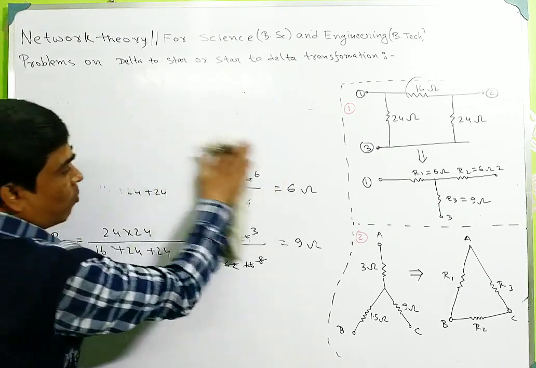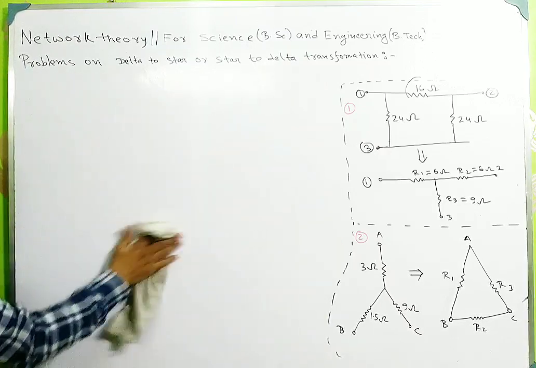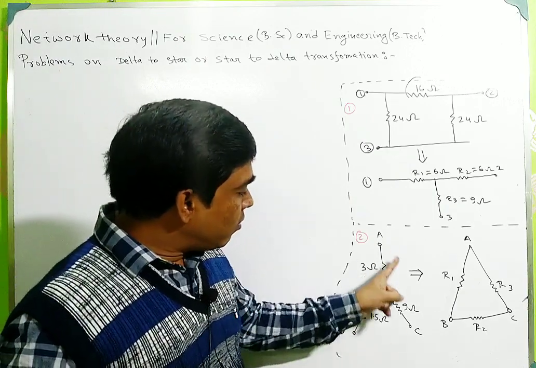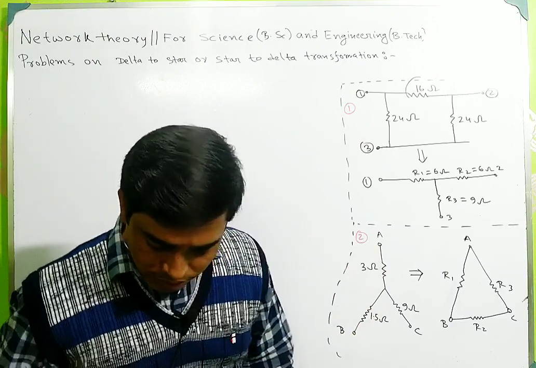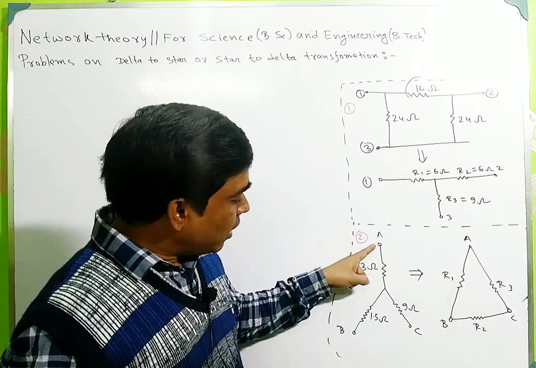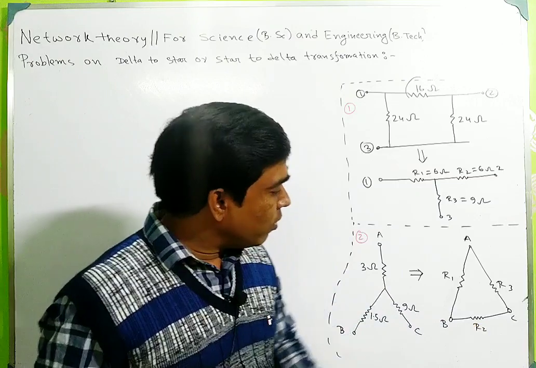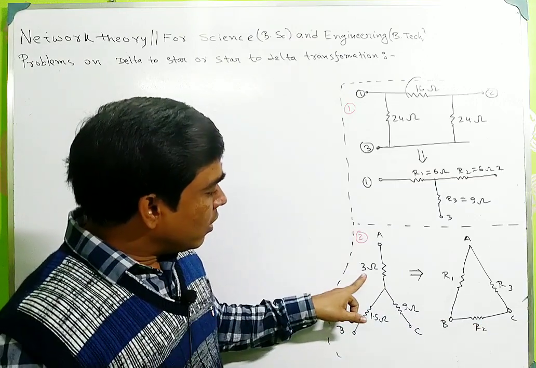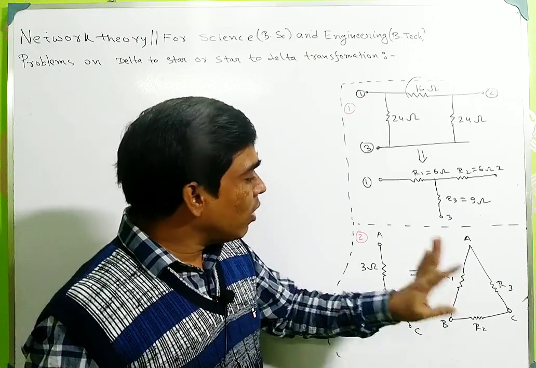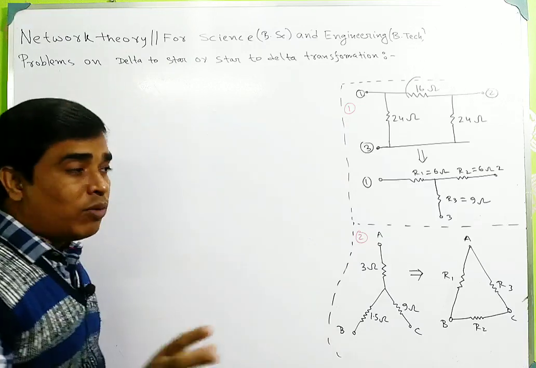Now the second problem. The second problem contains a star formation. This node is A, this is node B, this is node C. This is 3 ohm, this is 1.5 ohm, this is 9 ohm, and you have to calculate R1, R2 and R3. So how to calculate this?